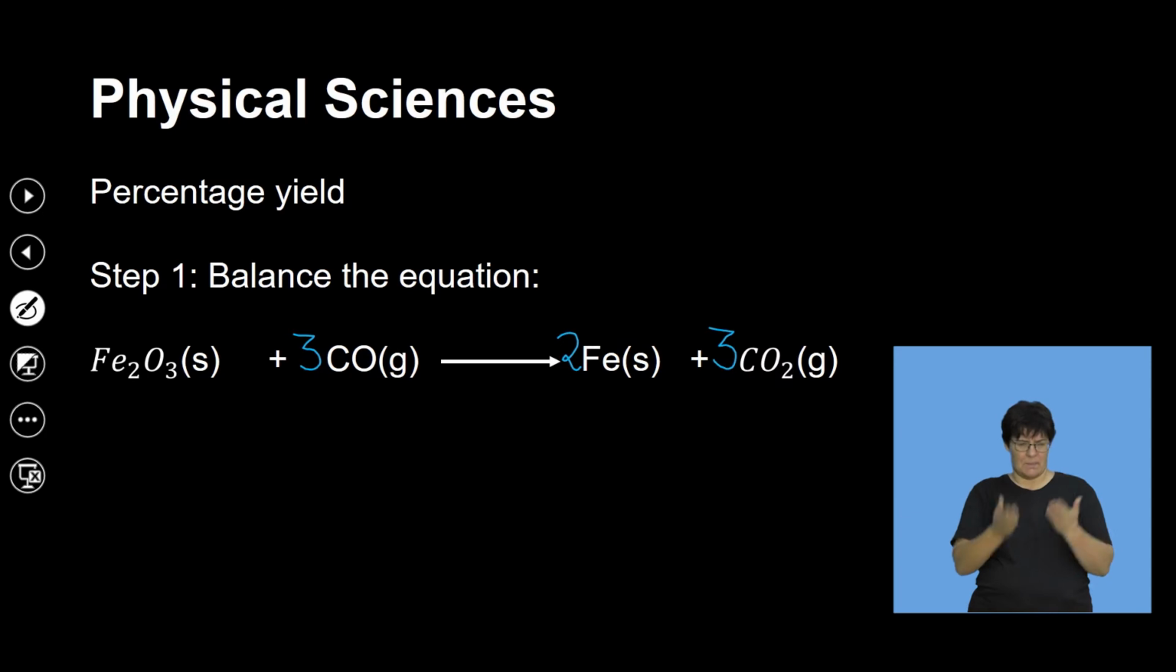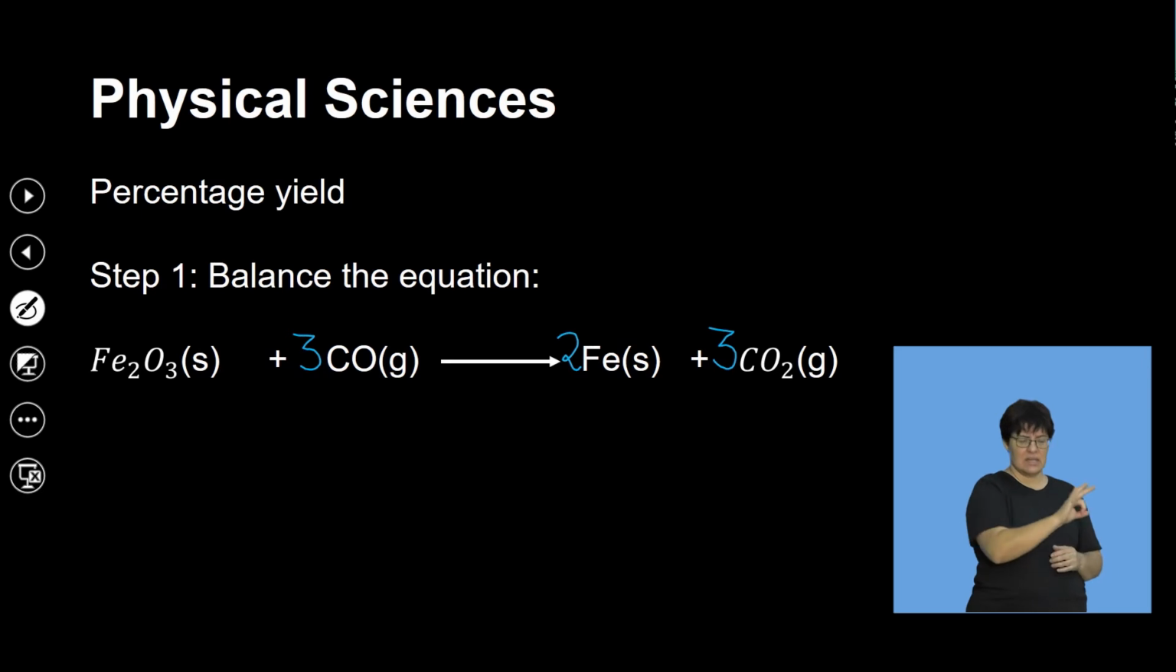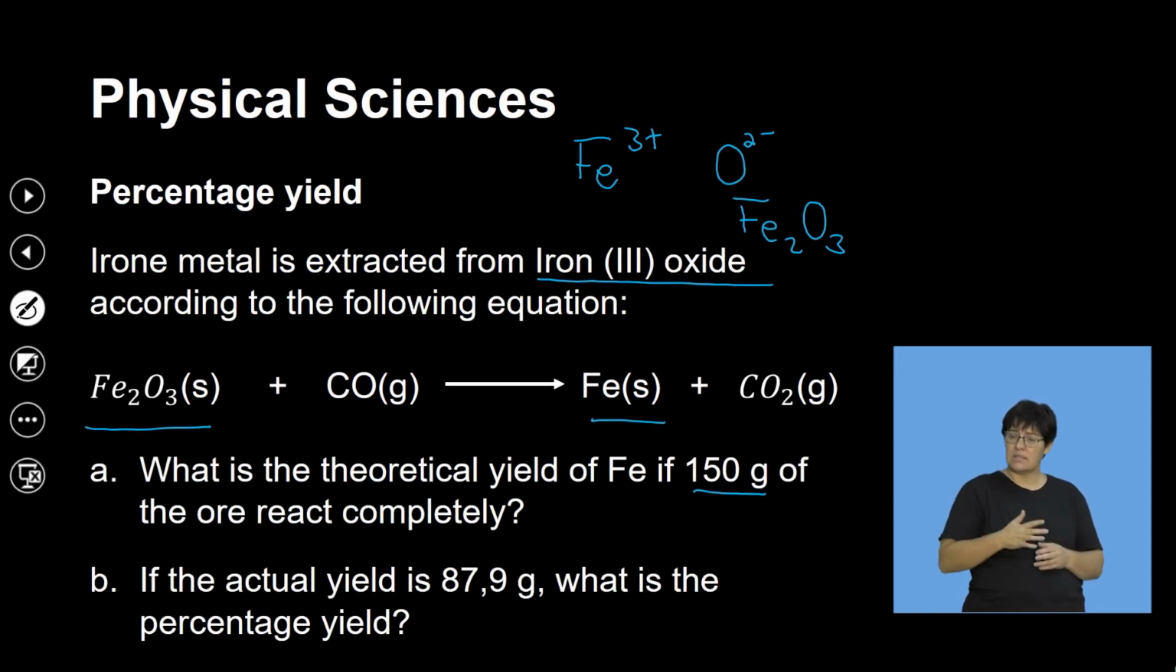let's check if it's balanced. How many iron atoms do we have on the left? It's 2, on the right is 2. Let's go to carbon, 3 on the right, and then oxygen, we've got 6, 3 plus 3, and then 6. So the stoichiometric ratio in which these substances react with each other is 1:3, 2:3. So that's the stoichiometric ratio in which they react with each other. So the question, if we can go back, it wanted us to calculate the theoretical yield of iron if there is 150 grams of the ore. This is the ore that we are talking about, the iron 3 oxide.